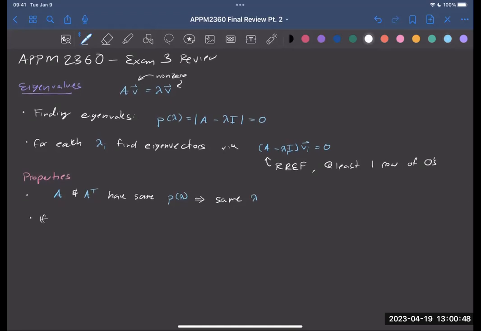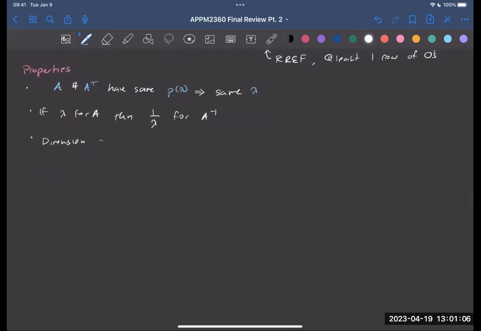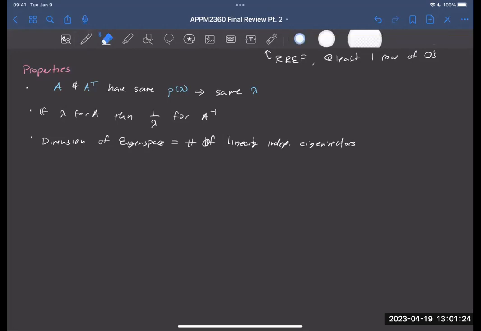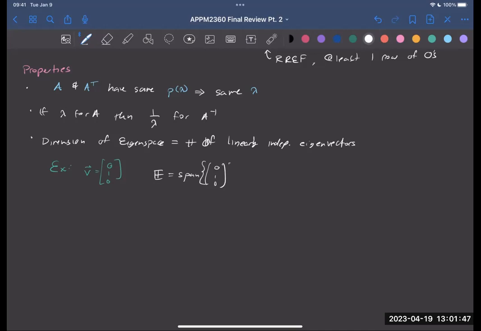If I have the eigenvalue lambda for A, then I'll have 1 over lambda for A inverse. And the final thing that I'll note is that the dimension of the eigenspace is equivalent to the number of linearly independent eigenvectors. I think this last part is probably best shown through an example. Let's say my eigenvector is 0, 1, 0. Then my eigenspace, which I'll denote with this double bar E, is equal to the span of that vector, 0, 1, 0. And the dimension of my eigenspace is equal to 1.